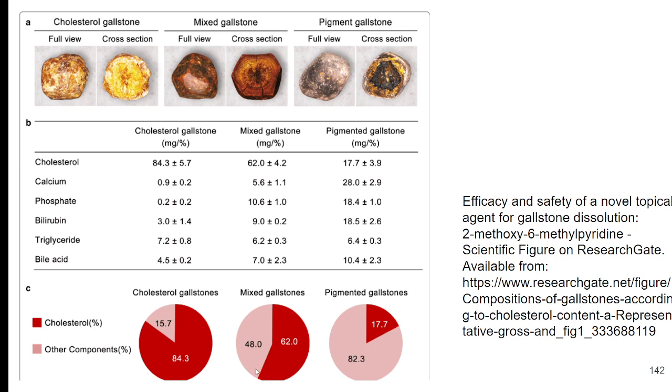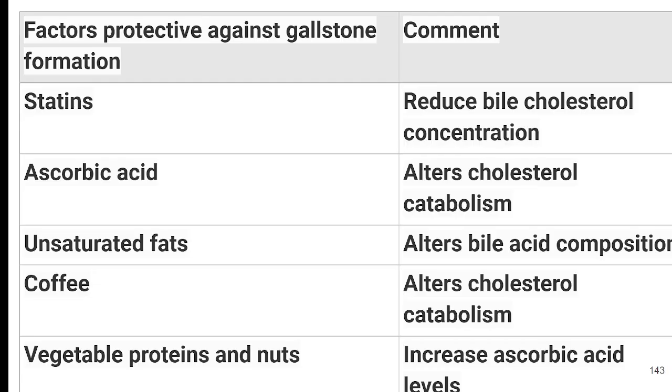So chemical assessment of the stone after removal can also give you a clear idea of the categorization of the stones. The physical appearance of the stone, the color of the stone, as well as the clinical course can also predict it, but ultimately a final decision can be made by chemical analysis of the stone.